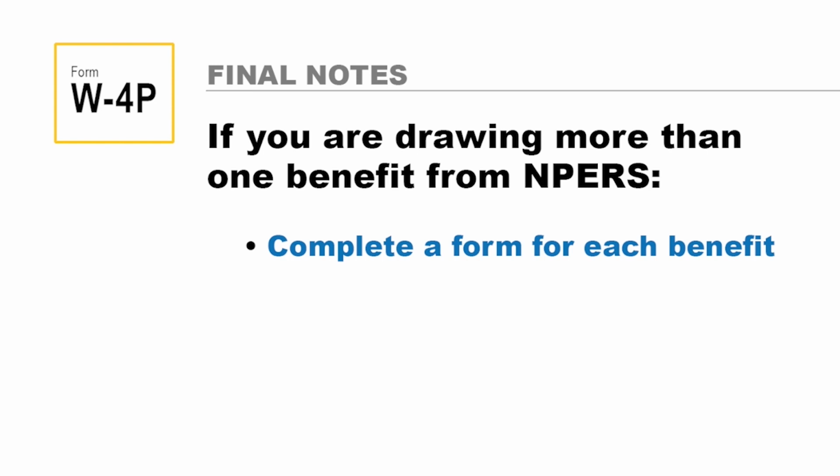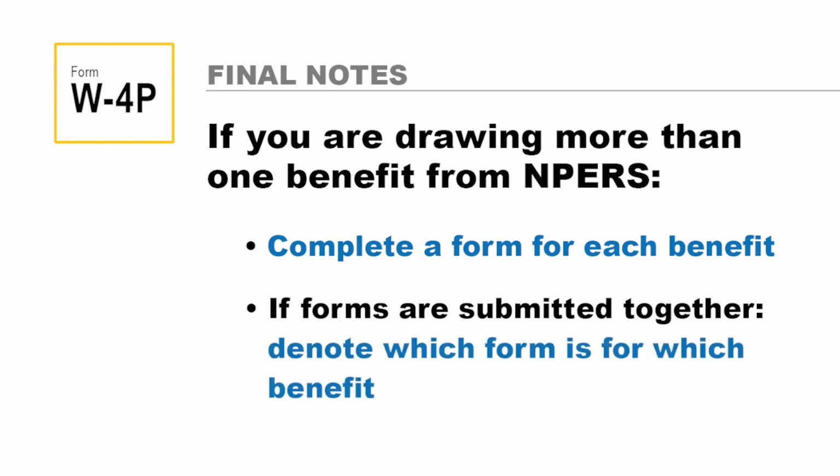If you are drawing more than one benefit from NPERS, you will need to complete a form for each of those benefits separately, and if these forms are submitted together, you will need to denote which form is for which benefit, or your withholding may be inaccurate.